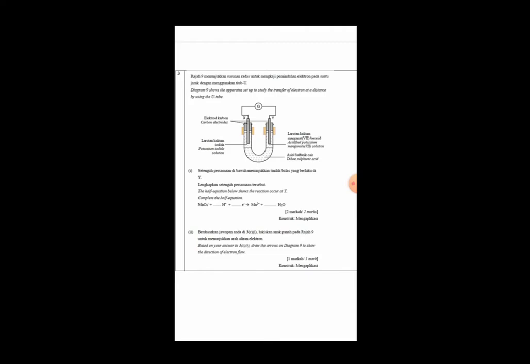So at electrode X we can see that it has potassium iodide solution. So it means that iodide ions are present. So iodide ions will become iodine when two electrons are released. So the half equation will be like this.